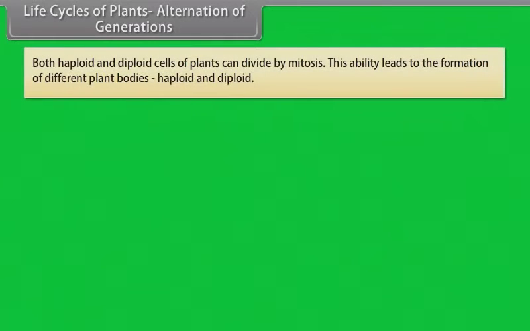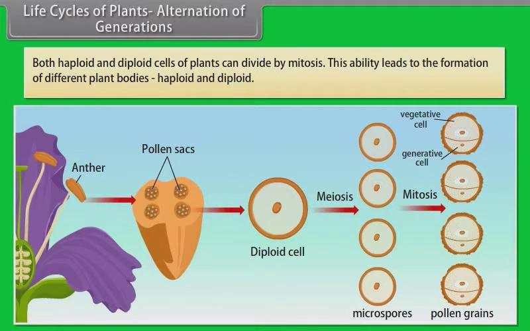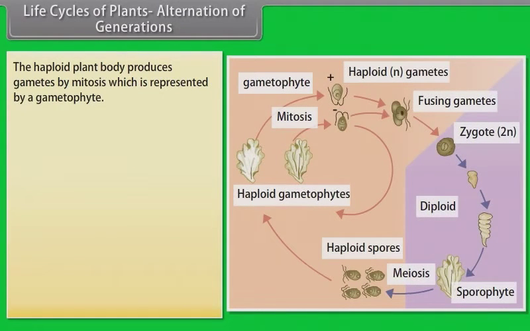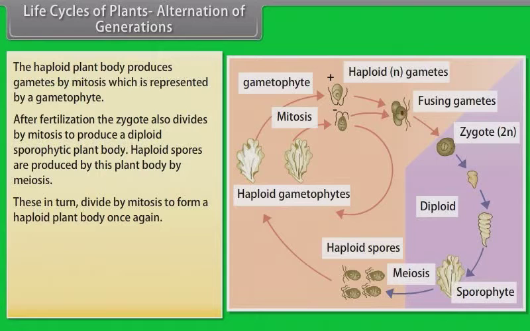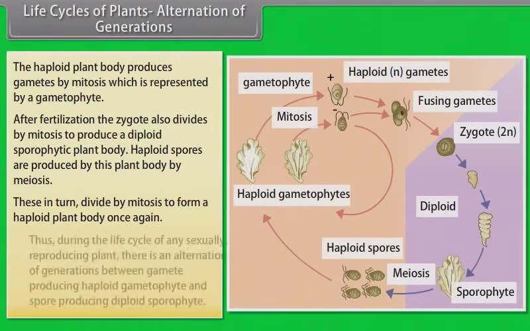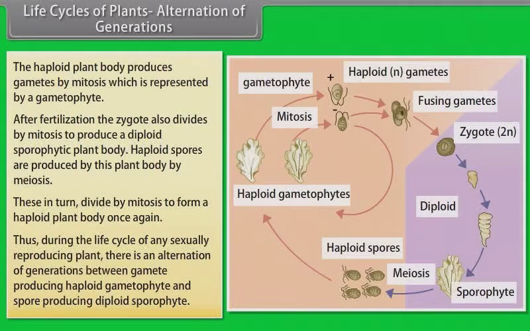Life cycles of plants. Alternation of generations. Both haploid and diploid cells of plants can divide by mitosis. This ability leads to the formation of different plant bodies, haploid and diploid. The haploid plant body produces gametes by mitosis, which is represented by gametophyte. After fertilization, the zygote also divides by mitosis to produce a diploid sporophytic plant body. Haploid spores are produced by this plant body by meiosis. These in turn divide by mitosis to form a haploid plant body once again. Thus, during the life cycle of any sexually reproducing plant, there is an alternation of generations between gamete-producing haploid gametophyte and spore-producing diploid sporophyte.